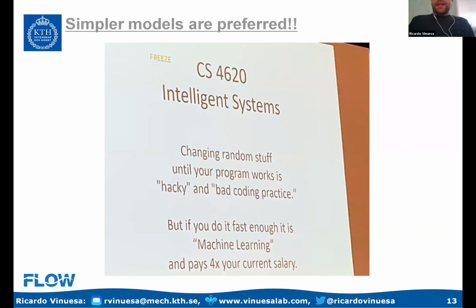Finally, something that I always say to my students in all my courses is that simpler models are preferred. So this is a little joke. Changing random stuff until your program works is hacky and bad code in practice. But if you do it fast enough, it is called machine learning and it pays 4 times your current salary. What I'm trying to say with this is that you need to reach a good understanding of what you're doing, and typically simpler models are preferred rather than very complicated models where you cannot understand anything, basically.